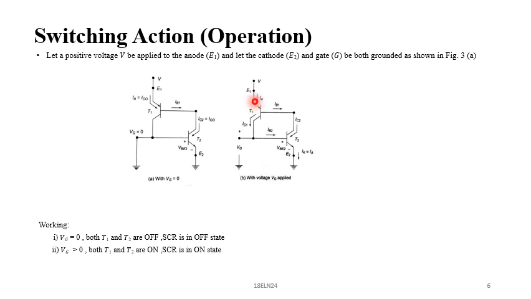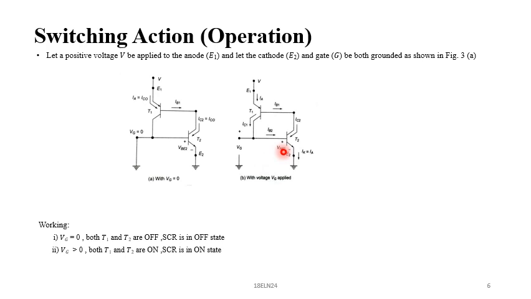Now the equivalent circuit is, as I mentioned, both the transistors are on here. So this transistor is replaced by a closed circuit, and this transistor is also replaced by a closed circuit. So there is a connection from anode to cathode, represented by a closed circuit. Therefore the SCR is in the on state. This is the switching action of the SCR by using a two transistor model.